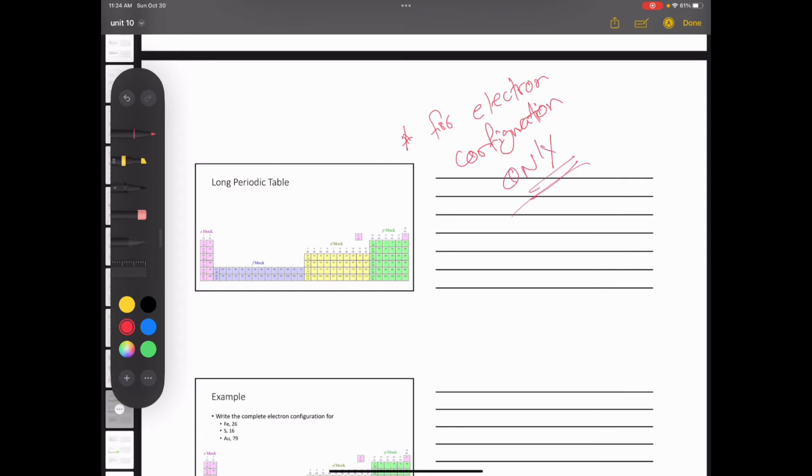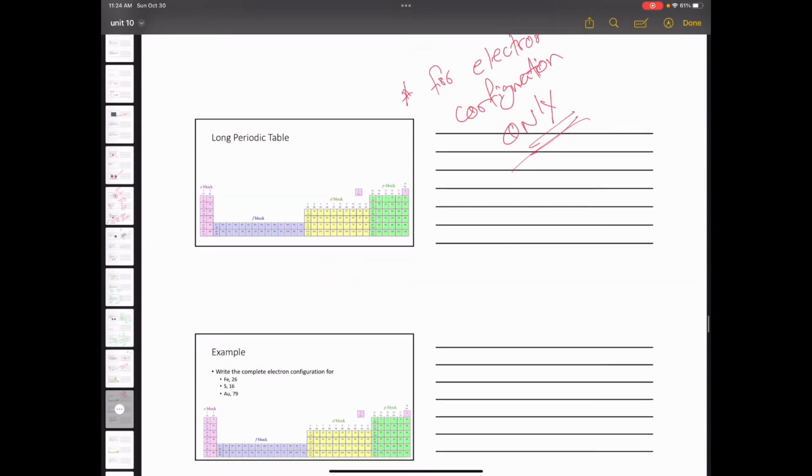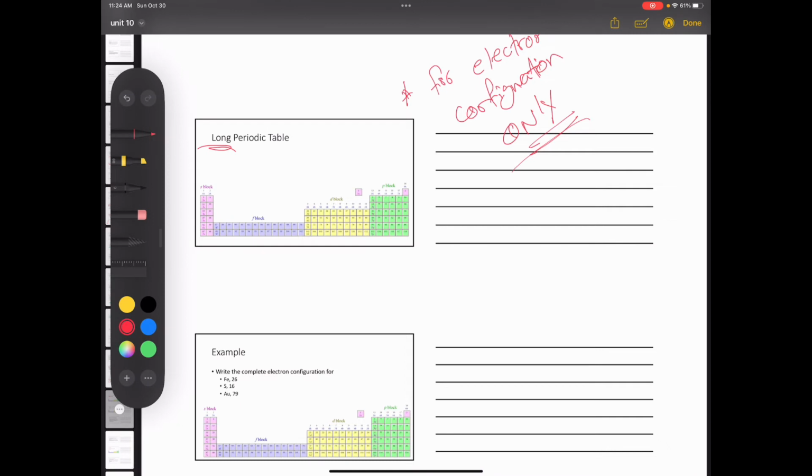So you will only use this electron configuration table to do the electron configuration. You're not going to be using it for any other application. Obviously you can get the atomic number and other stuff, but this is only for electron configuration. That's why I refer to it as the long periodic table.